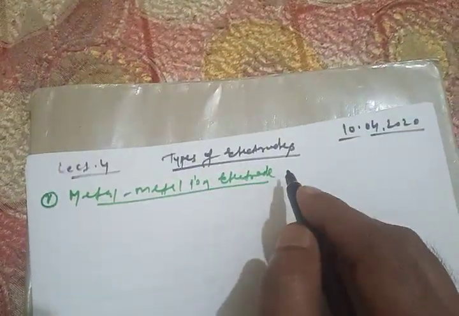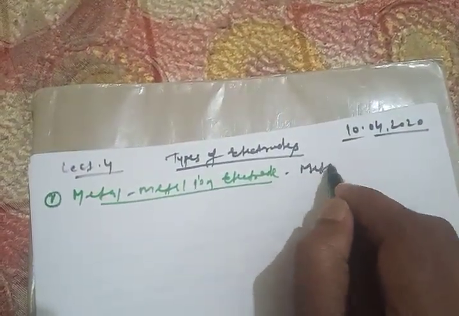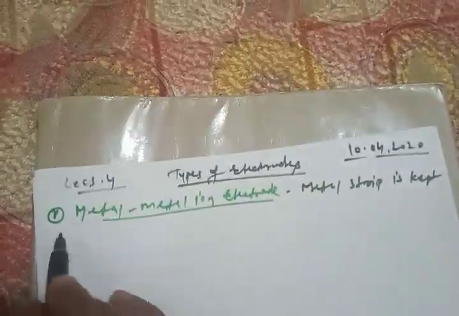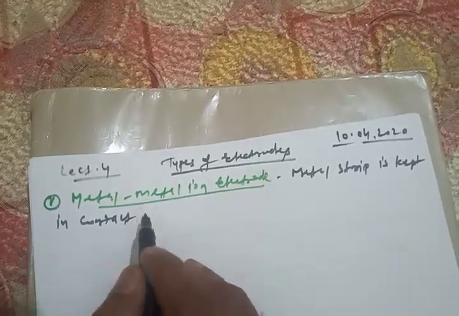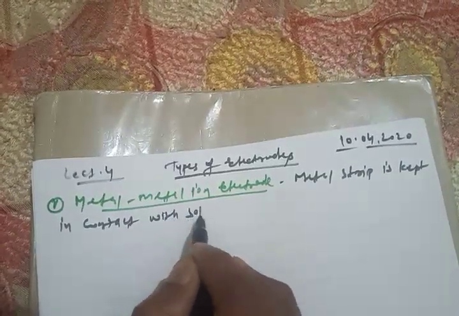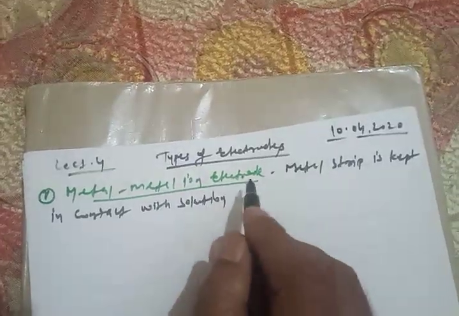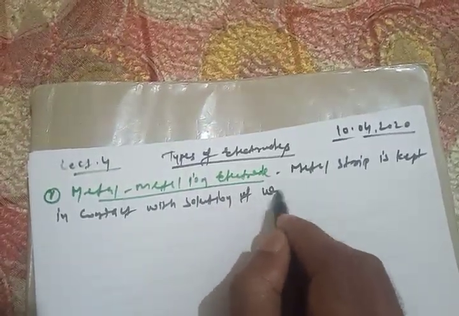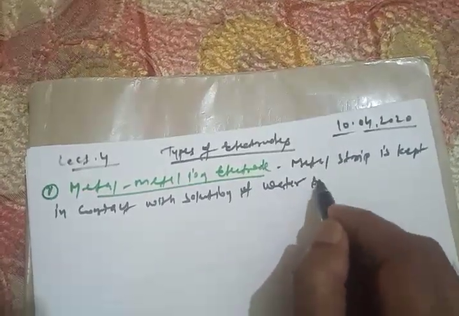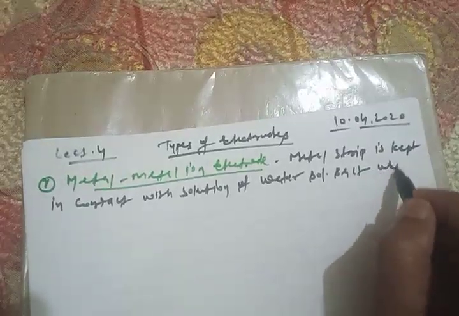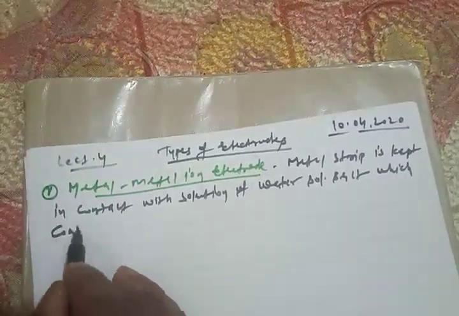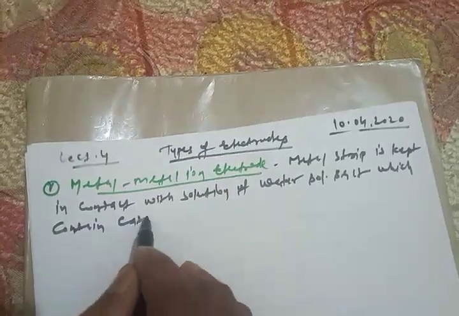Okay, so whatever metal you are taking, the metal strip is kept in contact with a solution of a water soluble salt which contains the cation. So here, very simple.